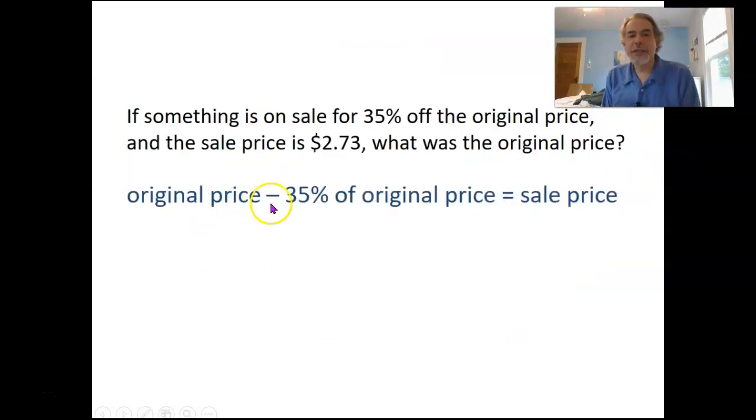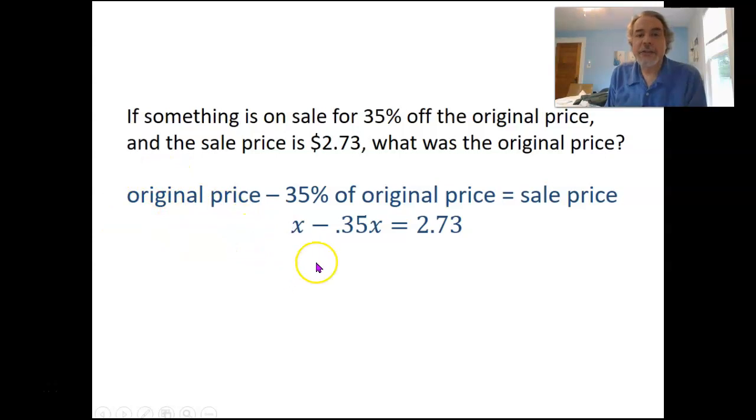The original price minus 35% of that original price has to equal the sale price, and we know what the sale price is, it's $273. So the original price is what we're trying to find. Stick it in as X for now until we figure out what that is. And it says X minus 0.35 of X, 0.35 times X, equals 273. Okay, there's the equation we have to solve.